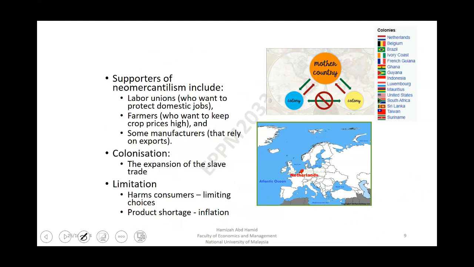We also have mercantilism in our modern world. There are supporters for neo-mercantilism right now. Labor unions, they want to protect domestic jobs. Farmers, they want to keep their crop prices high, again because you want to sell more and buy less. Some manufacturers also support mercantilism because they rely on export.